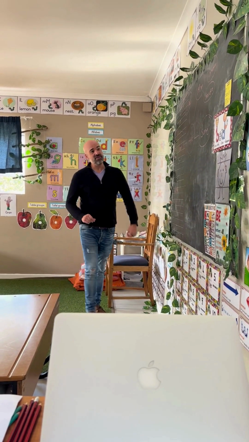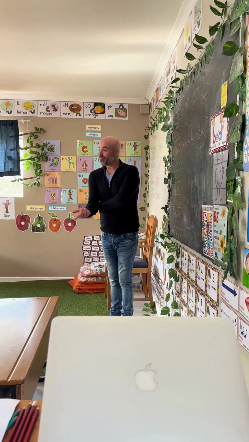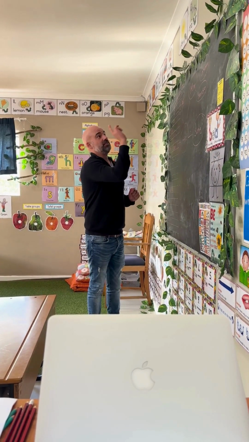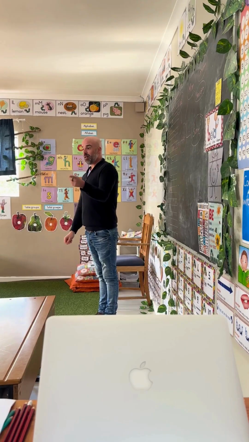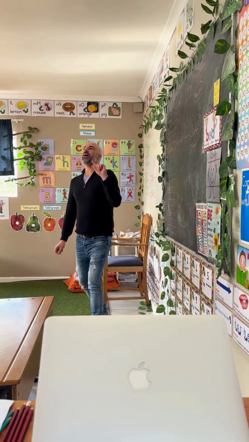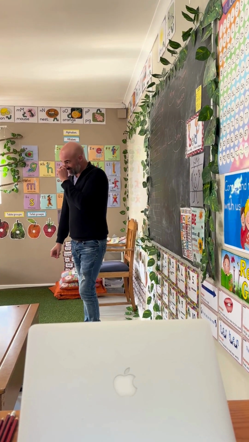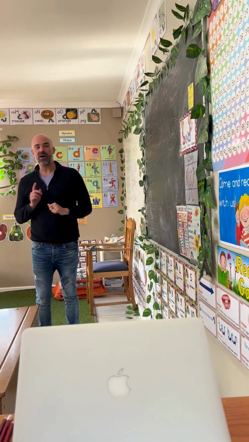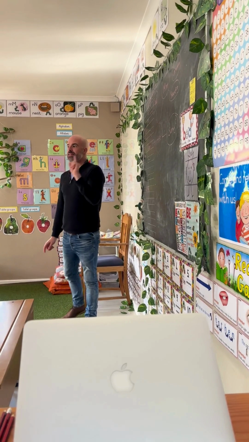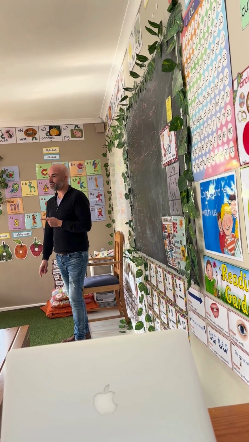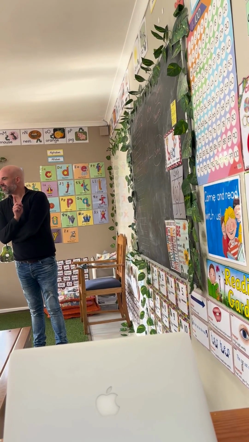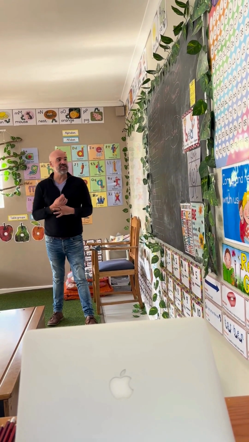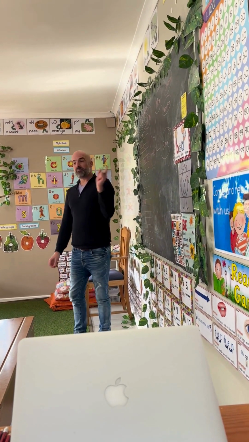So we understand now that a male sibling is called a brother, a female sibling is called a sister. A male parent, dad. Female parent, mom. Male grandparent, grandpa. Female grandparent, grandma. And then what about my dad's brother? Uncle. My dad's sister? Auntie. And then my brother's wife?